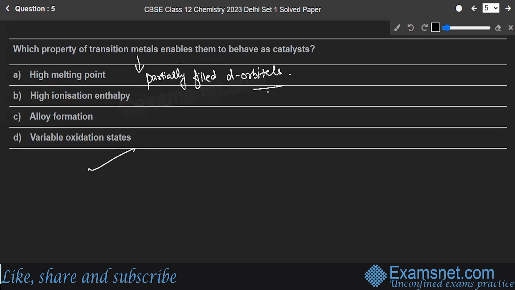I'll repeat this. Transition metals have partially filled d orbitals, so they can easily withdraw electrons or give electrons.